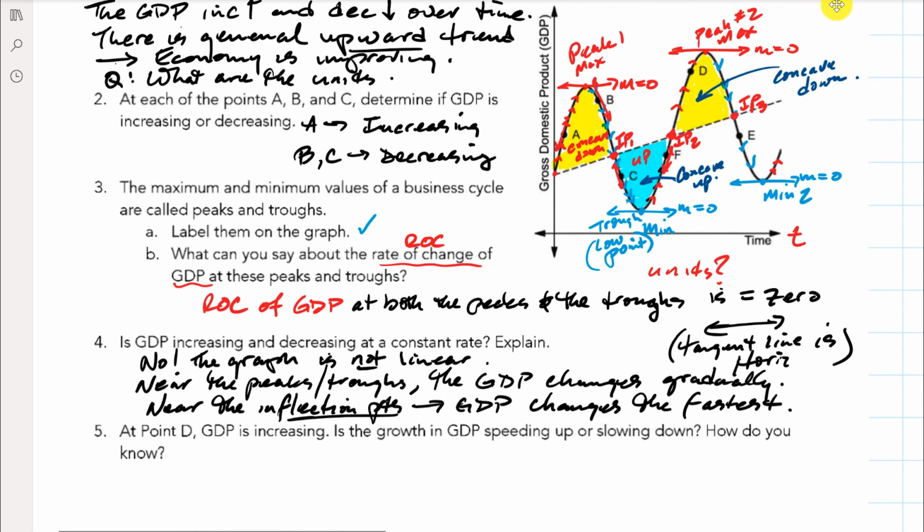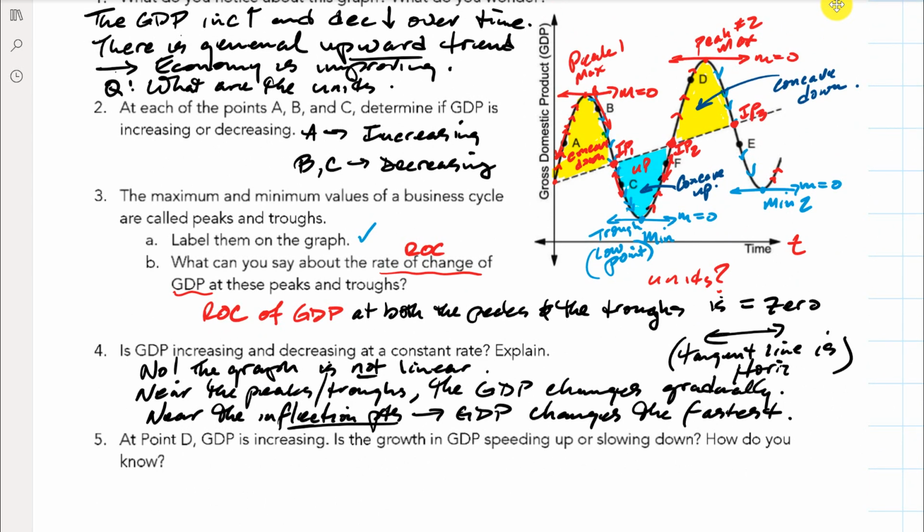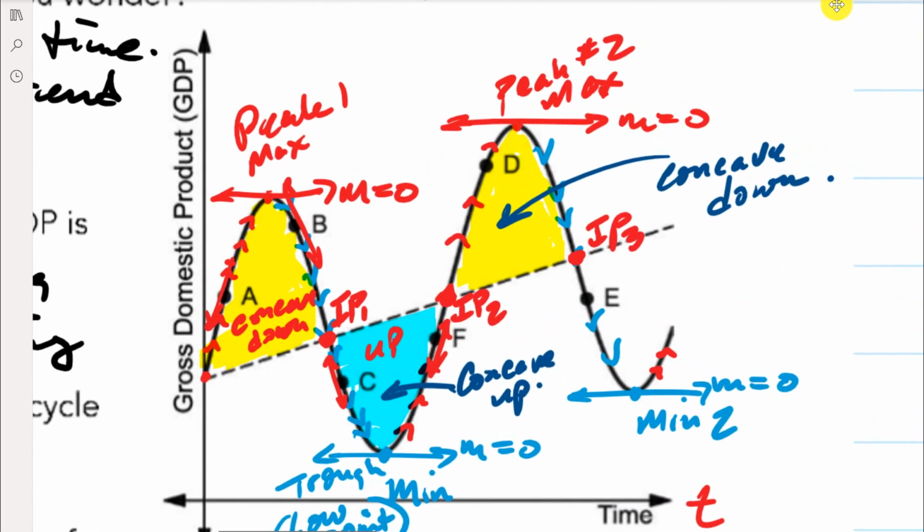Now at point D, the GDP is increasing. Is the growth of the GDP speeding up or slowing down? So at D, let's zoom in here and draw the tangent line. So it's increasing right there, but you're approaching the max at the very top, so the slope of the tangent line has got to get to zero. So it's increasing, but it's slowing down.